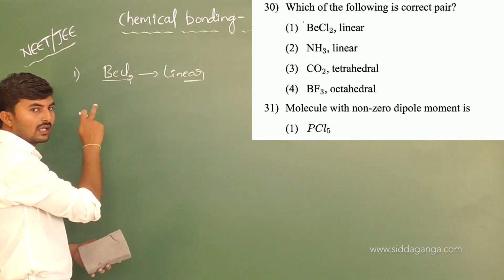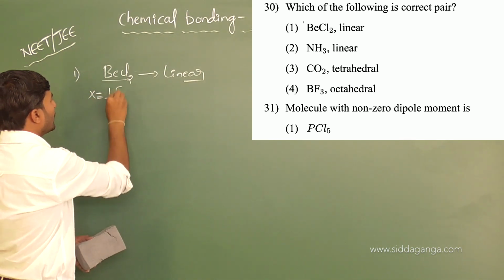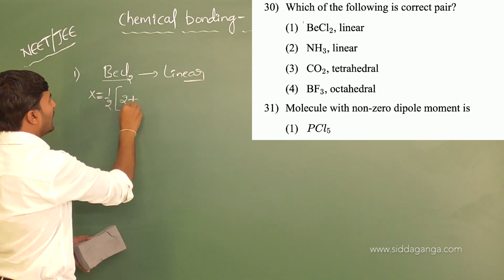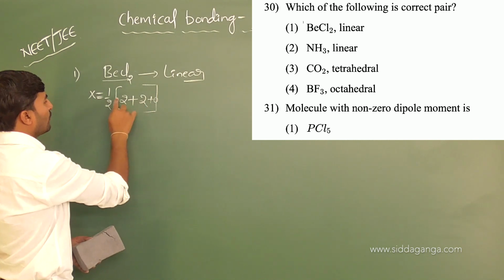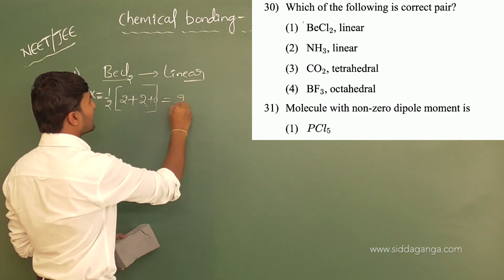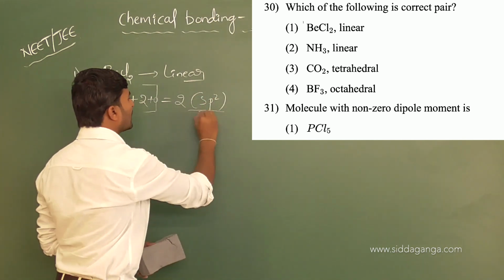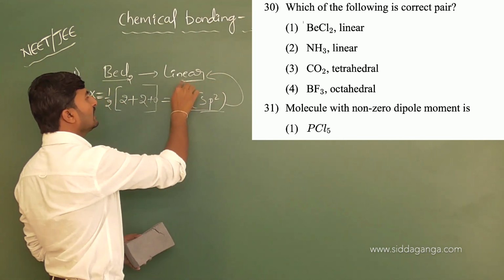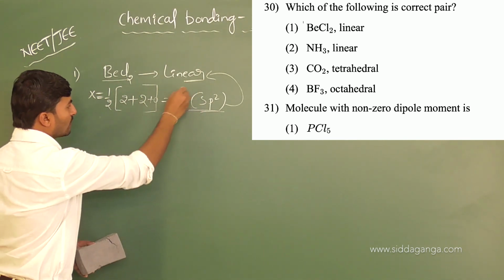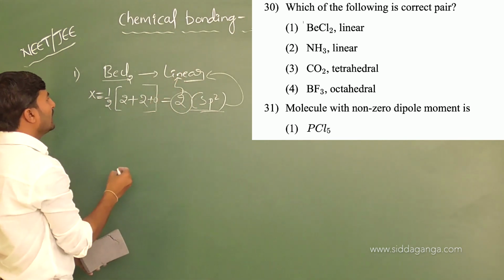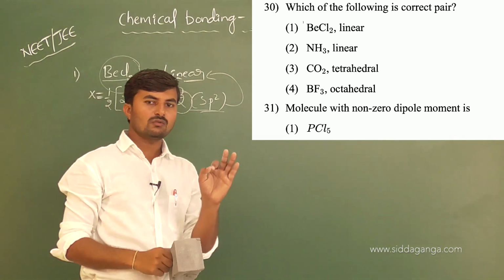If beryllium is the central atom, how many valence electrons does it have? The valence electrons in beryllium are 2, plus 2 monovalent atoms attached here without any charges. 2 plus 2 is 4, 4/2 is 2. Value of x is equal to 2 means it should exhibit sp hybridization. With sp hybridization, what will be the structure of the molecule? That is linear in nature. For a molecule with value of x equal to 2, the structure will be linear. The correct pair among the given examples is BeCl2.